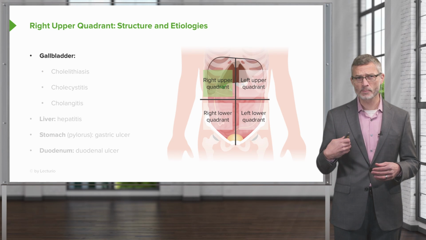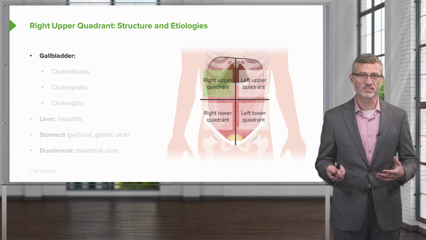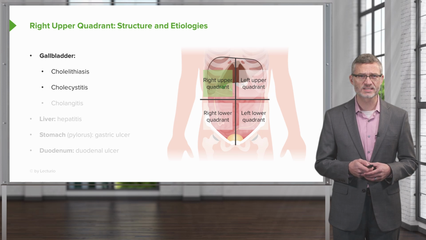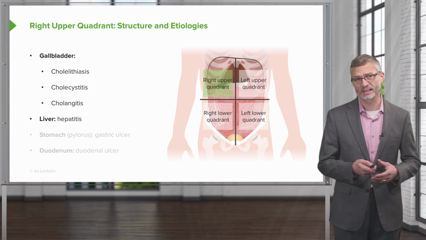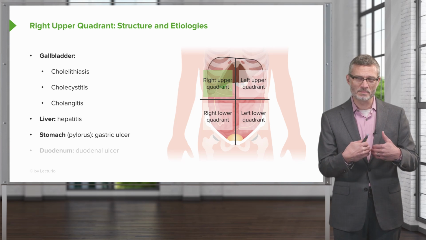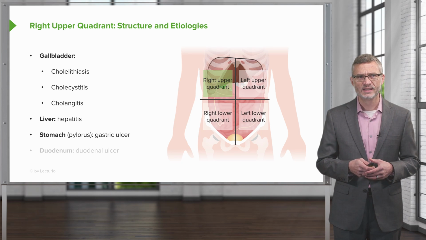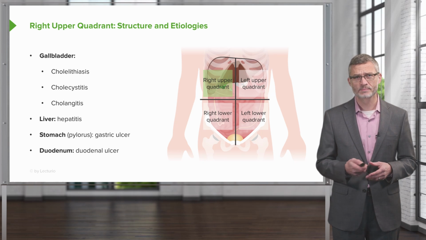Thinking about the right upper quadrant, which would also be the hypochondriac area, we're thinking about disease of the gallbladder, like cholelithiasis, cholecystitis, and cholangitis. We're thinking potentially about liver hepatitis, like alcohol-related hepatitis. Certainly stomach, while it's more midline and epigastric in location, can have pain radiating to either side. And then disease of the duodenum, like peptic ulcer disease, can also manifest up in the right upper quadrant.